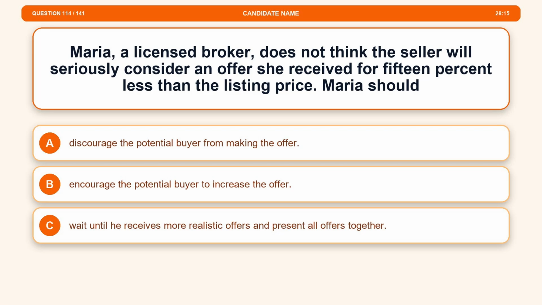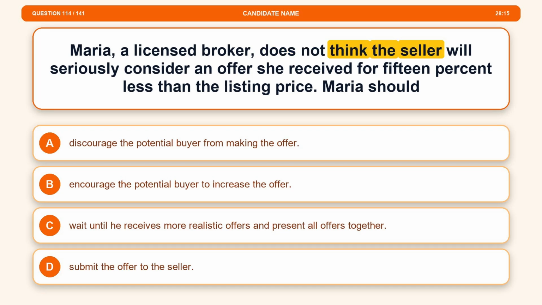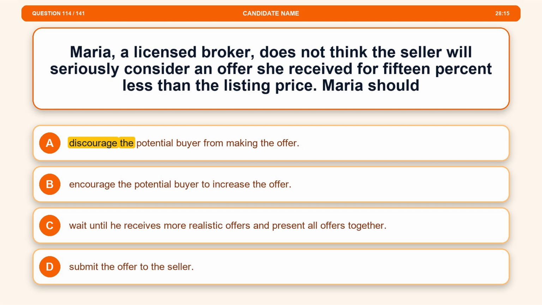Question 114. Maria, the licensed broker, does not think the seller will seriously consider an offer she received for 15% less than the listing price. Maria should: Option A, discourage the potential buyer from making the offer. Option B, encourage the potential buyer to increase the offer. Option C, wait until she receives more realistic offers and present all offers together. Option D, submit the offer to the seller.